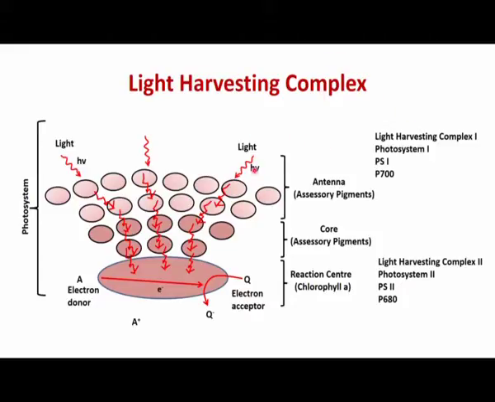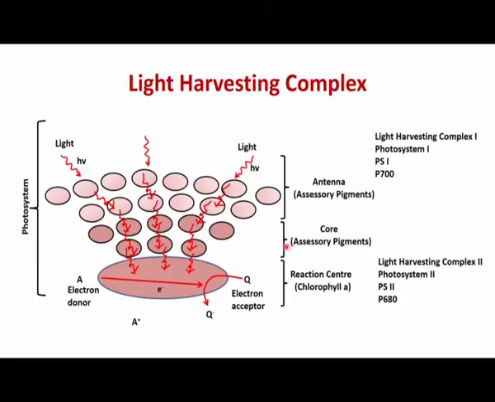This means that they have the antenna pigments on the periphery, then they contain the core accessory pigments in the center, and ultimately they have the reaction center, which will absorb or utilize this light energy with the help of the electron donors or the electron acceptors.